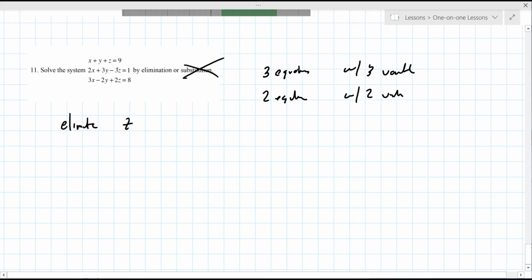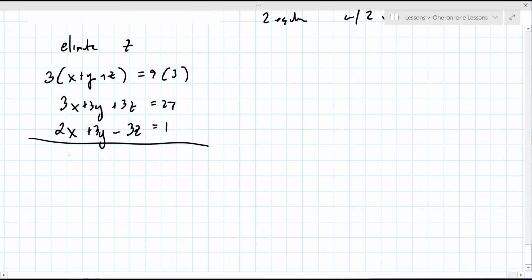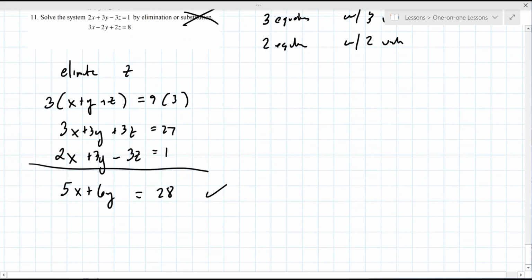The second equation has minus 3z. Do you see that? So if I multiply the first equation by 3, I get 3x plus 3y plus 3z equals 27. And when I put the other equation below it and add, I get 5x plus 6y equals 28. Okay, no z.